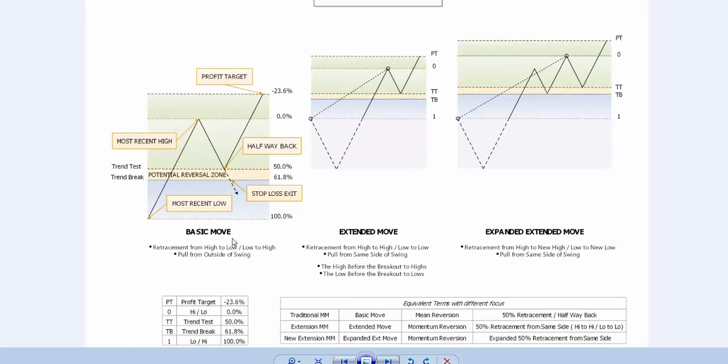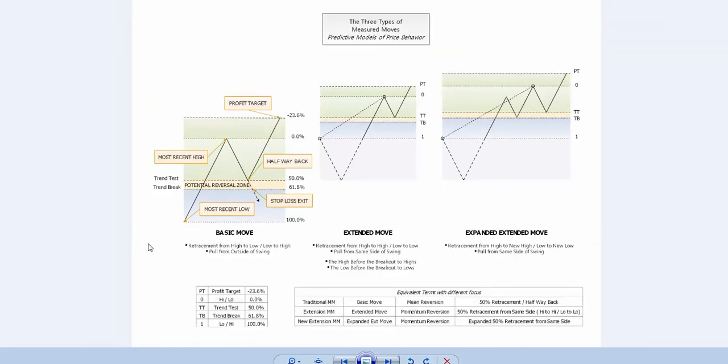A traditional measured move is where a market retracement is drawn from a high to a low or from a low to a high. The most recent low starts the draw with a Fibonacci retracement, and it's drawn to the most recent high. It isn't a measured move long, or a basic move, unless the market makes a pullback into a 50% retracement. Okay? This is what's called a traditional measured move, and it retraces.